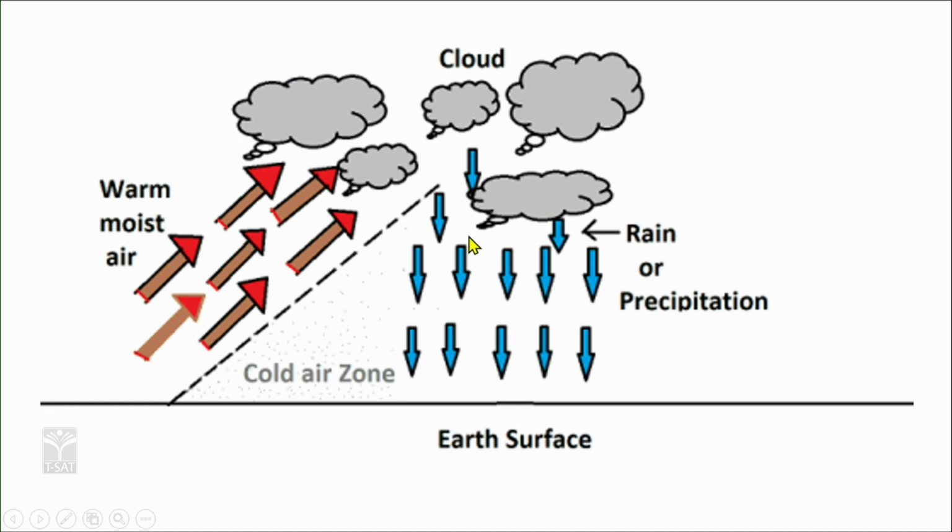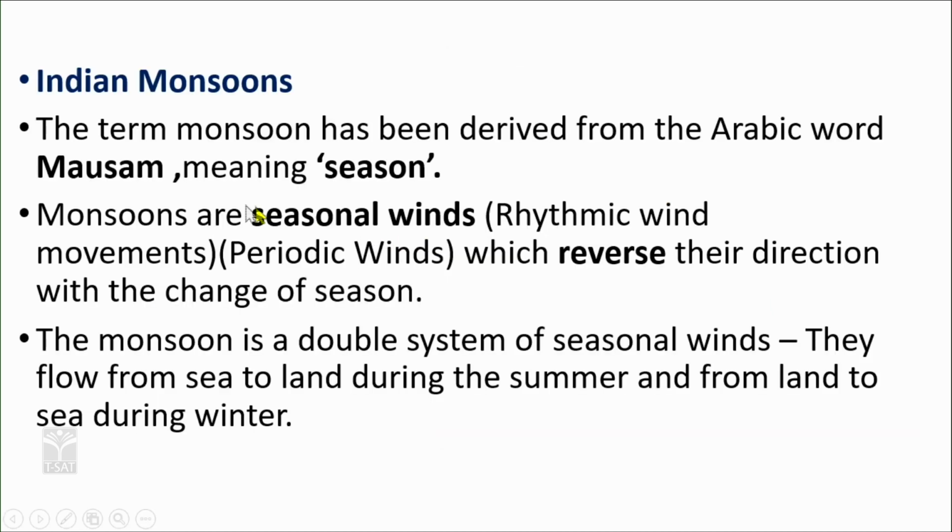Because of the cold nature, the air gets saturated, because with the decrease in temperature, the moist air carried by the warm air mass is saturated, leading to precipitation, which has been described as frontal precipitation. Now, the Indian monsoon is a variant of secondary type of circulation. The term monsoon has been derived from the Arabic word mausam, which means a season.